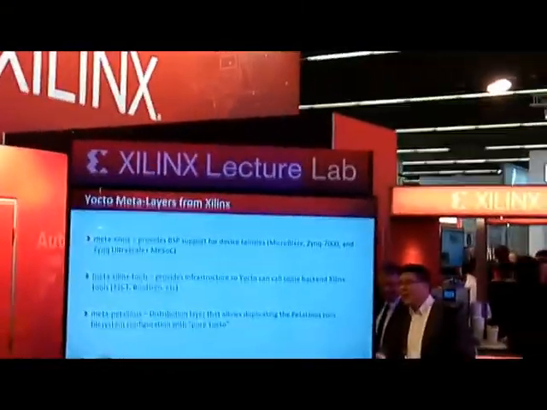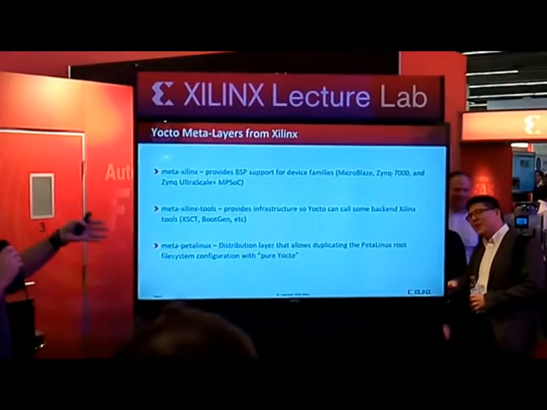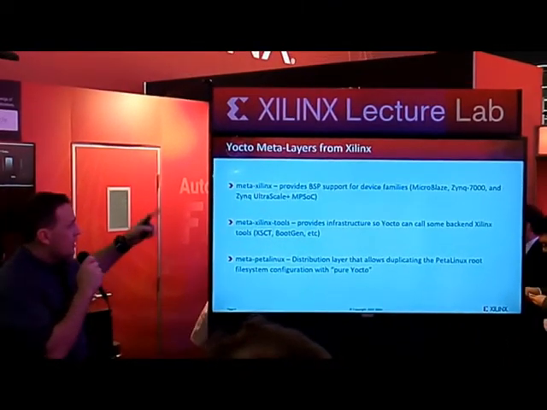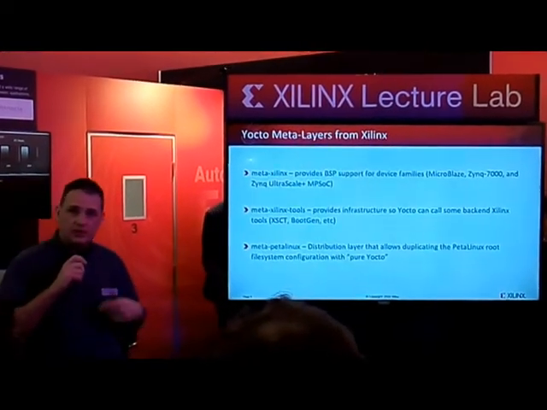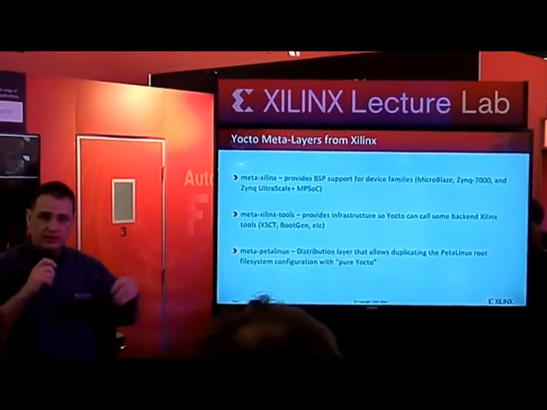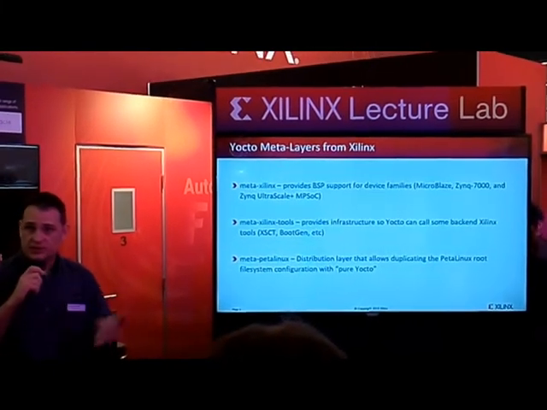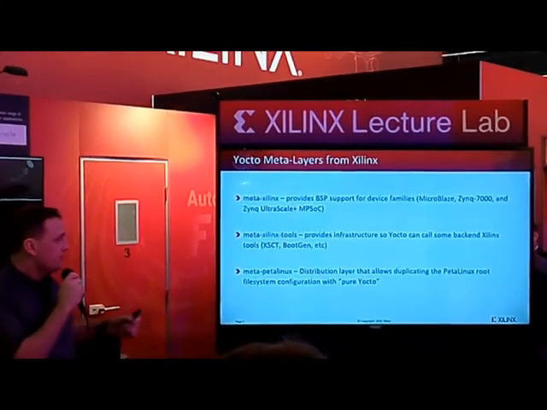So as part of this, we publish three primary meta layers on our GitHub for Yocto. Meta Xilinx is just a BSP layer. It provides some information about the details of all of our architectures. So that's right now MicroBlaze, Zynq UltraScale+, and Zynq-7000.